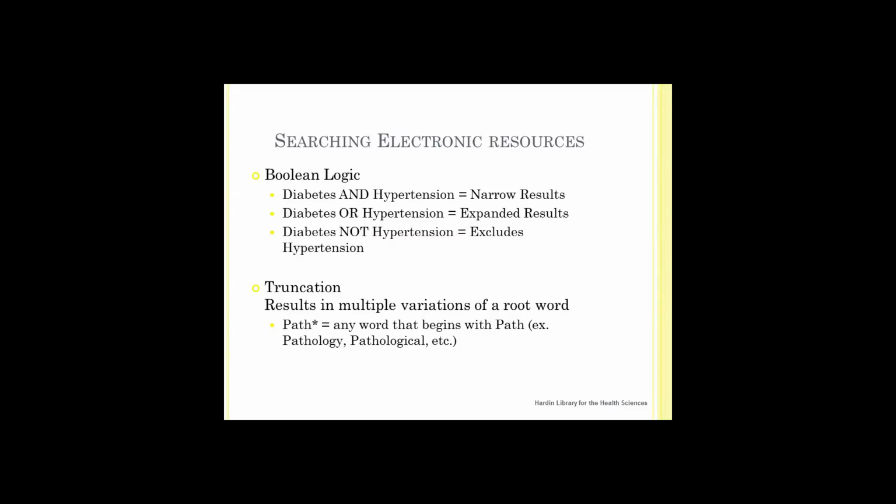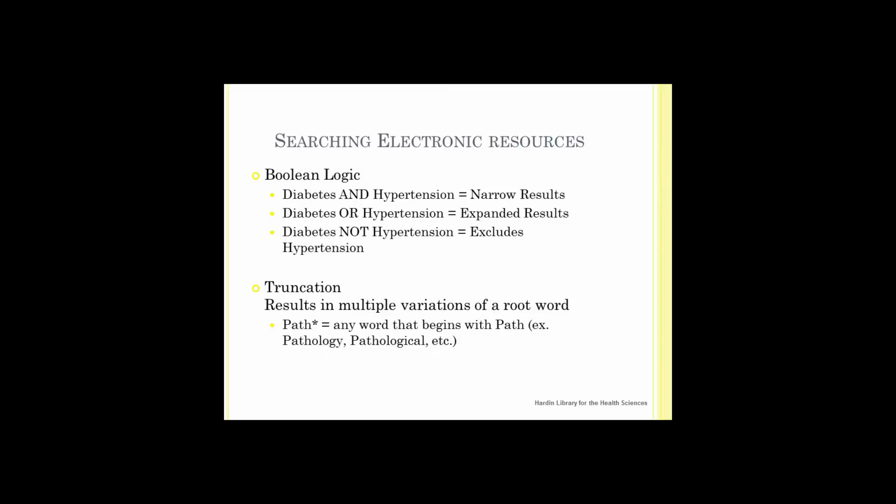Now for the second example, you type in OR between your topics. What it does is it expands your results. So I'm basically telling the database I just want one topic per article. So in this case, when I do diabetes OR hypertension, I'm getting everything that a database has about diabetes separately from everything a database has about hypertension. So it's going to expand my results.